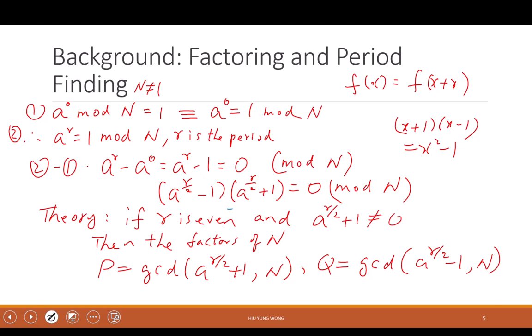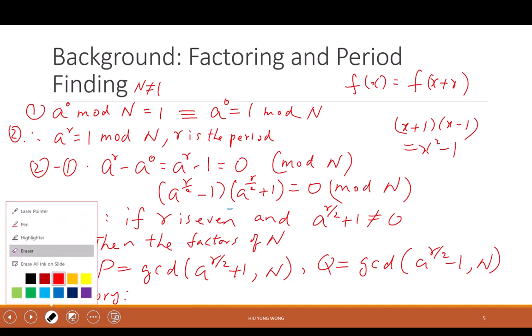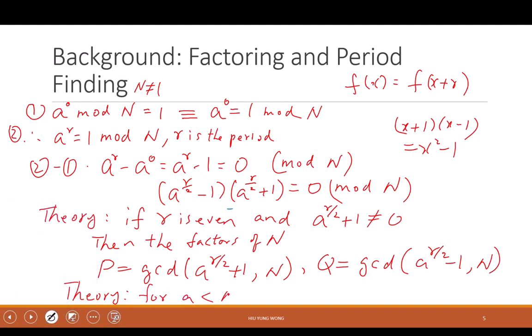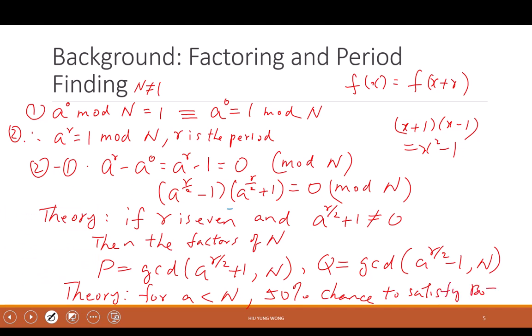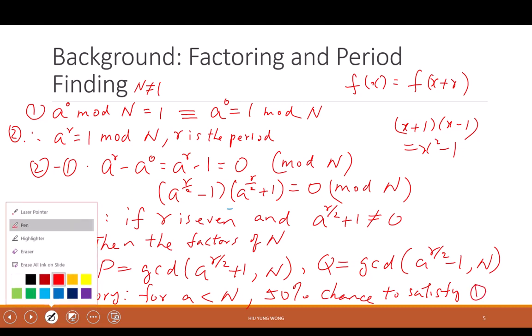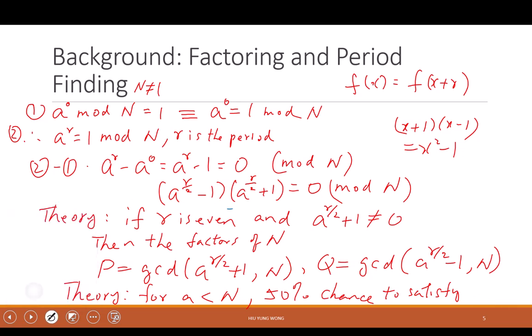But again, the good thing is, there is another theory. For A smaller than N, you have a 50% chance to satisfy both conditions. Let me just call them A and B, where A is this one and B is this one.